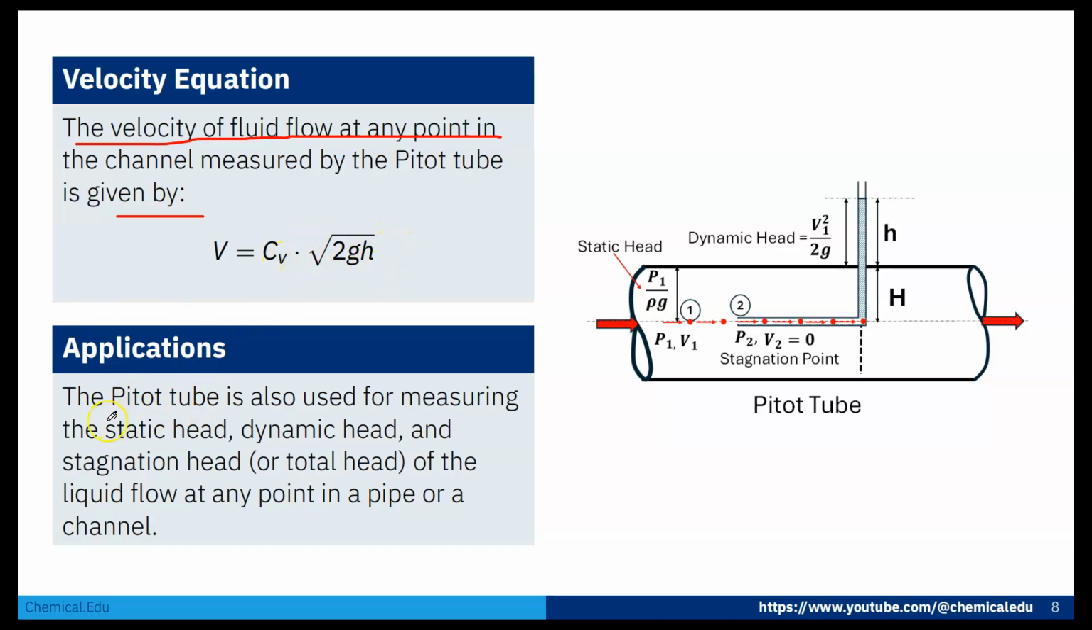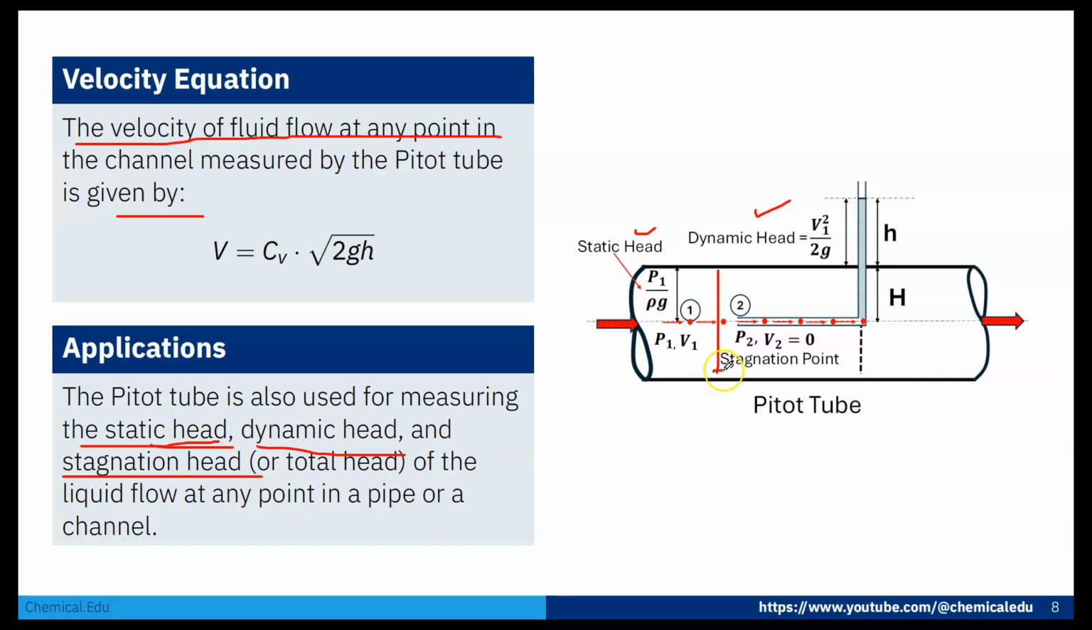Now, application: the Pitot tube is also used for measuring static head, dynamic head and stagnation head or total head of the liquid flow at any point of the pipe or a channel. The static head is nothing but P1 by rho g, and the dynamic head is V1 square by 2g. Remember that, we can easily calculate. So remember the application: the Pitot tube is also used for measuring static head, dynamic head and stagnation head, as well as the velocity at any point of the pipeline or channel.